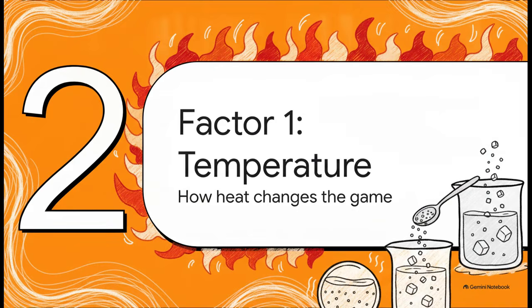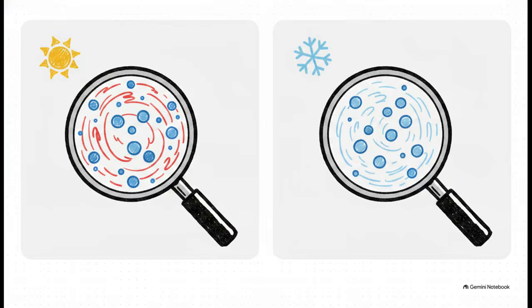Which brings us to Factor 1, temperature, and how heat changes the game. And spoiler alert, this is going to answer our opening question. Okay, I want you to imagine a tiny, microscopic particle party. When you look at hot water, you aren't just seeing a warm liquid. You're looking at particles absolutely buzzing with high kinetic energy. The heat makes the water particles move incredibly fast, bouncing around like energetic bumper cars at a theme park.